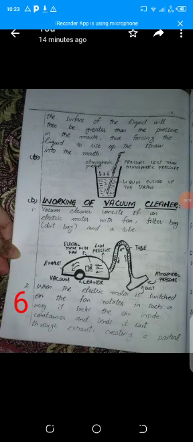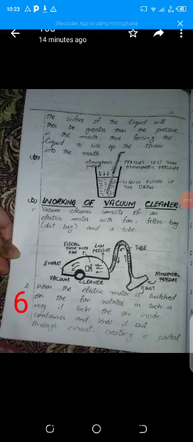Working of the vacuum cleaner. The vacuum cleaner is a normal machine which we use in our homes, and we have seen it. Now, how does a vacuum cleaner work? A vacuum cleaner consists of an electric motor with fans, a filter bag and a tube.